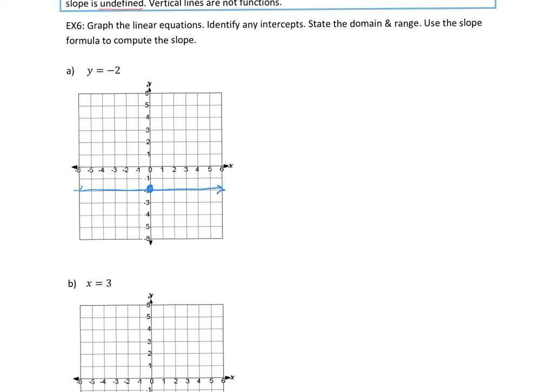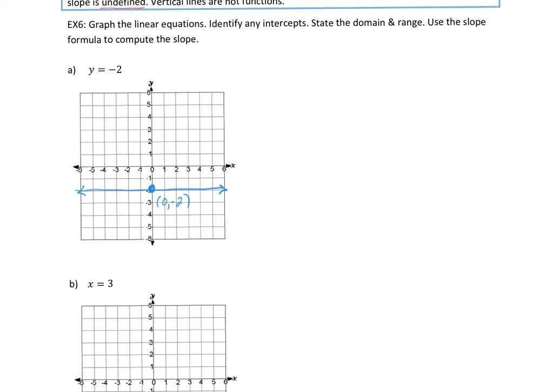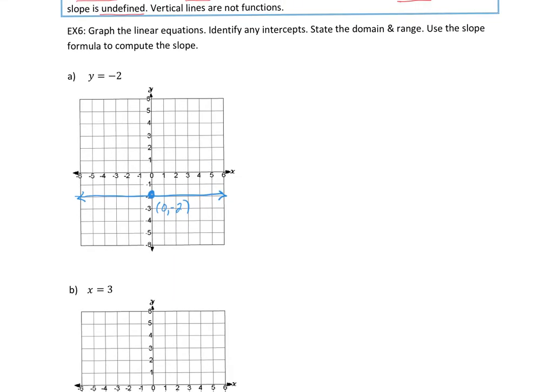In the case of horizontal and vertical lines, you really don't have to label more than one point because you only need one point to graph. So this would be the point 0, -2. So I have my y-intercept, and by the graph I can see that there is no x-intercept. But let's say you didn't realize that you would be graphing this horizontal line through the point 0, -2.